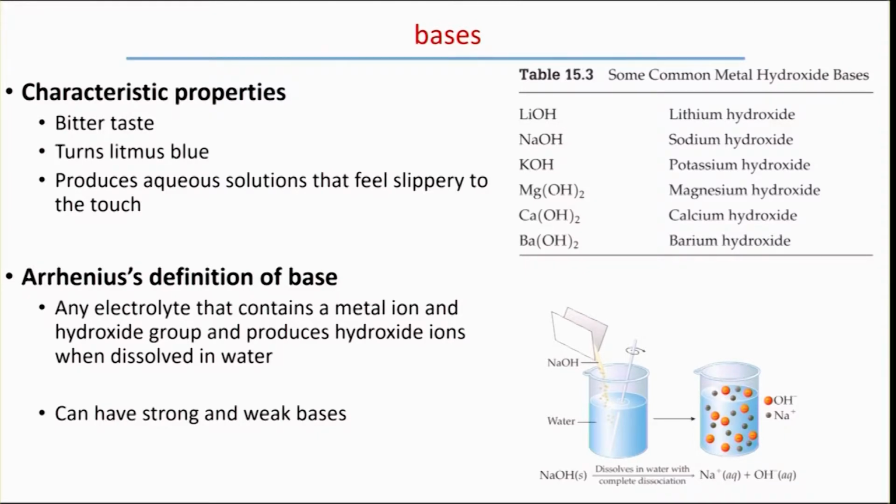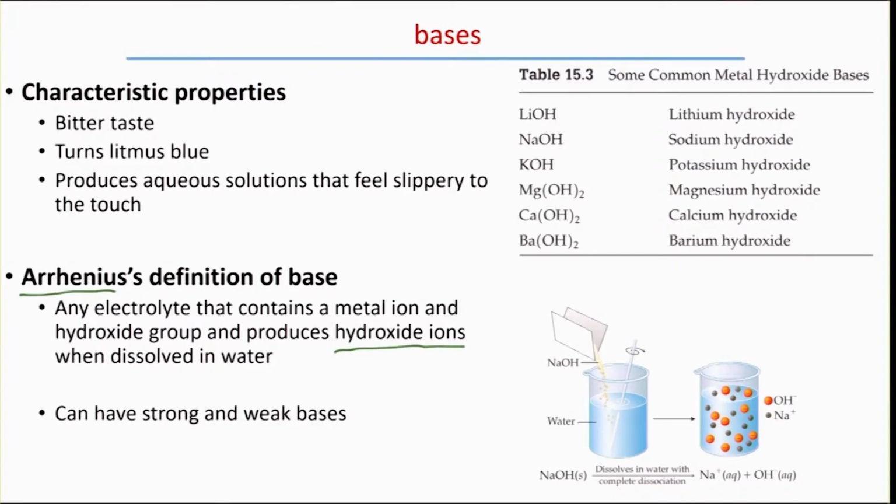Definition. We have looked previously at the Arrhenius definition of a base, and that says it's an electrolyte. It means it dissociates into ions, and it usually contains a metal ion and a hydroxide group. So when you put it into solution and it breaks apart, it will produce hydroxide ions in solution.